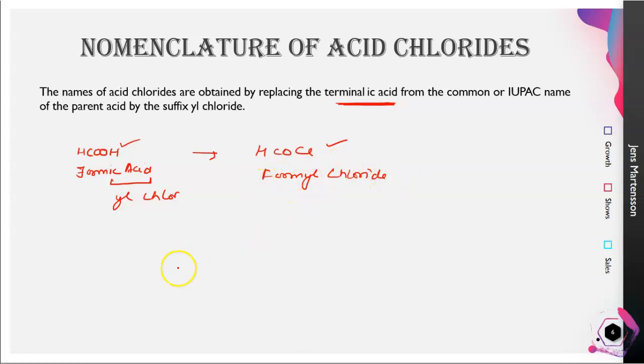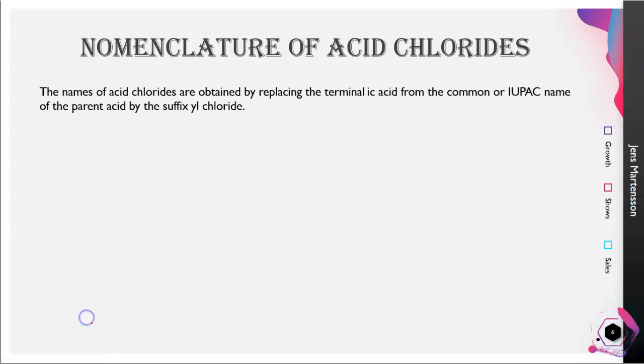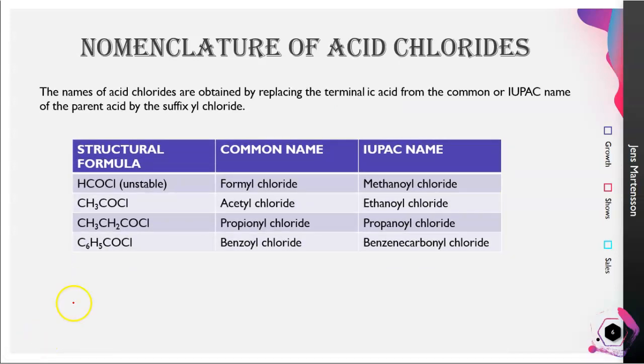Understanding? And its IUPAC name would be methanoyl chloride. Understandable? Getting that? So the common name of this very structure is formyl chloride and the IUPAC name is methanoyl chloride. Getting that? Okay, because it is carrying one carbon.